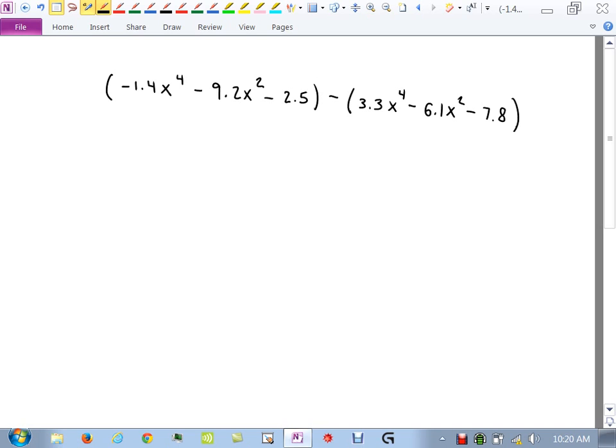All right, can I just drop the parentheses? Not on the second one, right? Because I have a minus there. But on the first one, I can. So this should become -1.4x to the 4th minus 9.2x squared minus 2.5.